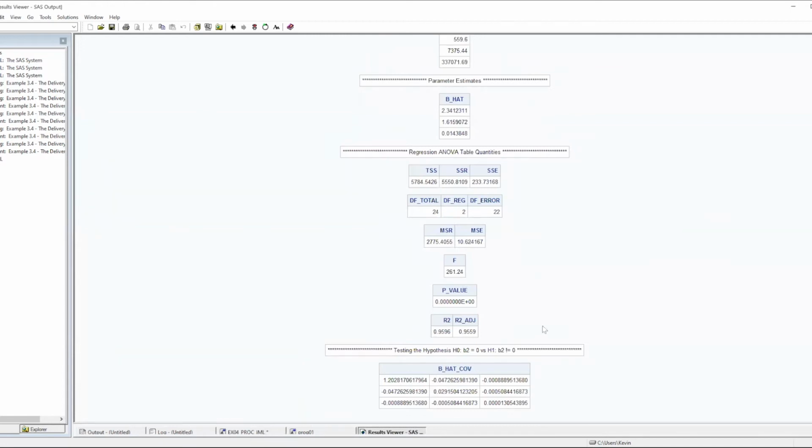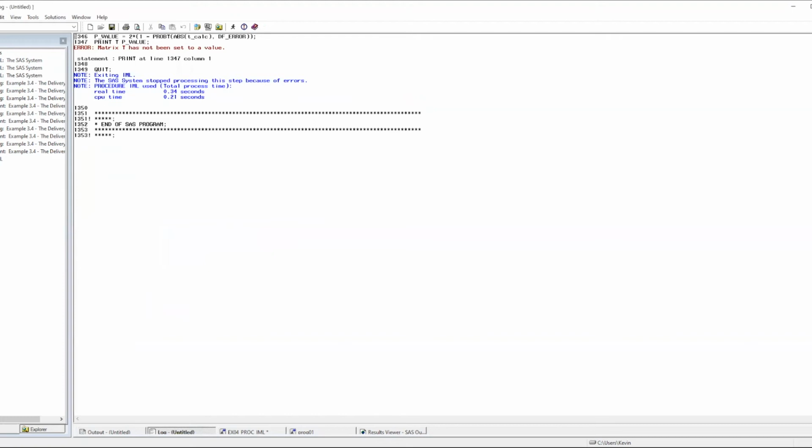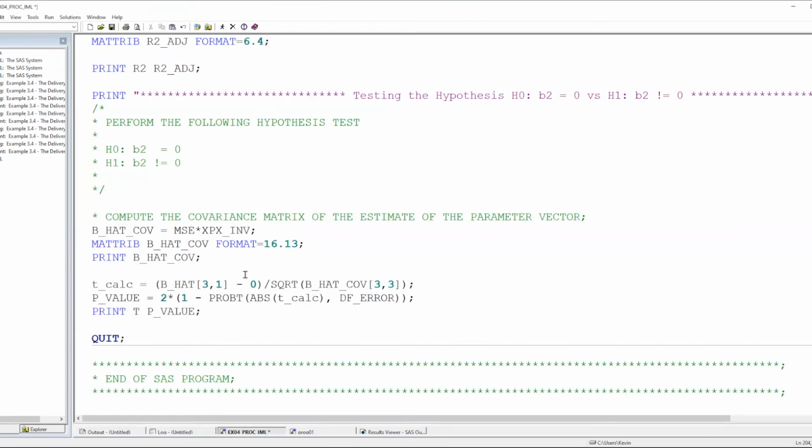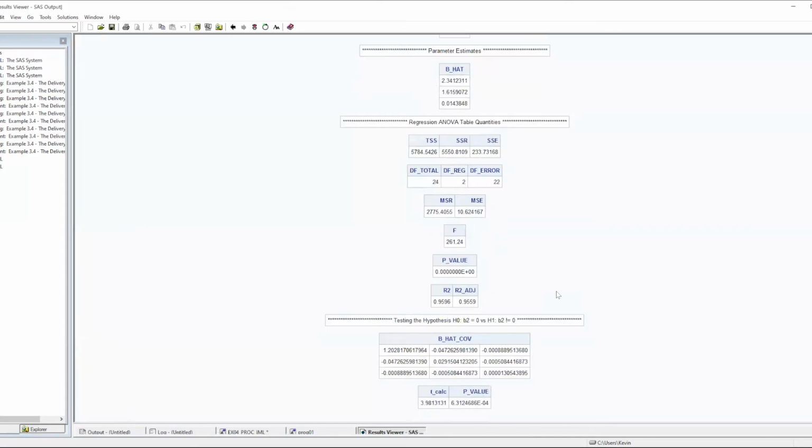Okay, and so we have here the estimated covariance matrix for beta hat, but we didn't get anything else. The reason is that I changed the variable from t to t calc a second ago, and I didn't change it everywhere I needed to, apparently. So here's where I need to change that. Okay, let's run that again and see if we get our results printed out.